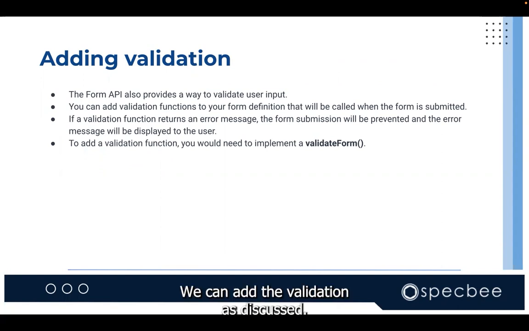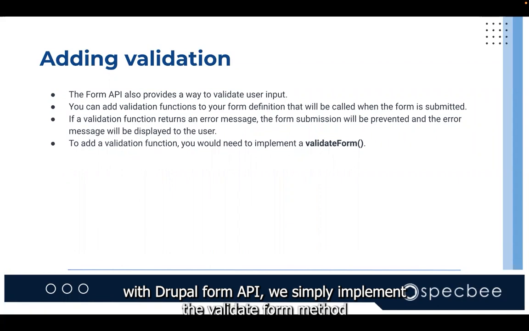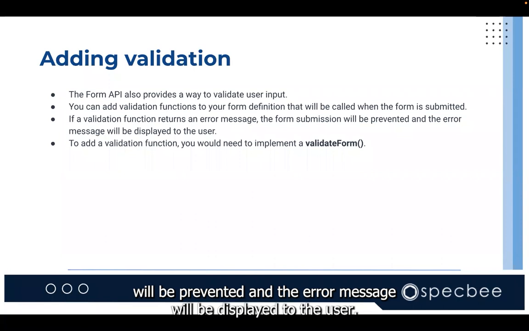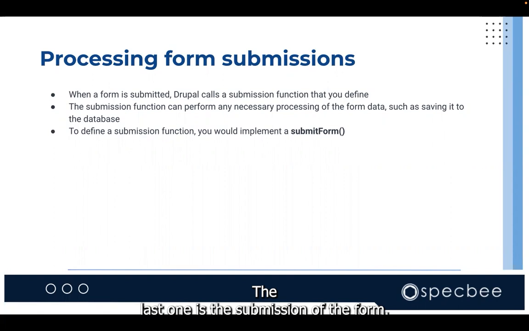We can add validation as discussed. After a user fills out the form and clicks the submit button, it's common to perform some sort of validation on data that's being collected. So to do this with Drupal form API, we simply implement the validate form method from form interface class. Now, if a validation function returns an error message, form submission will be prevented and the error message will be displayed to the user.